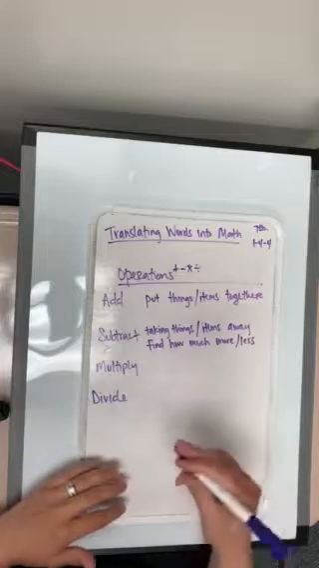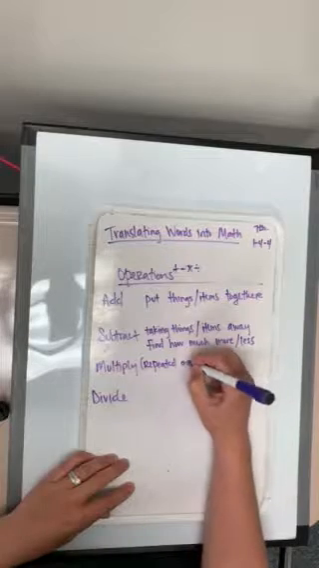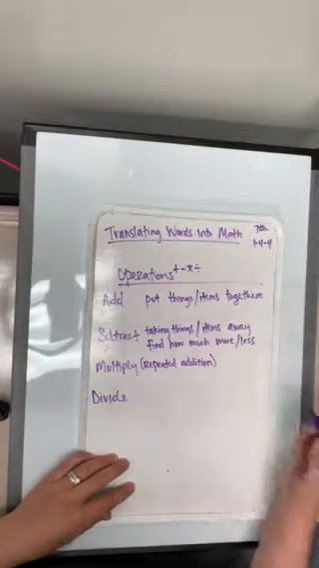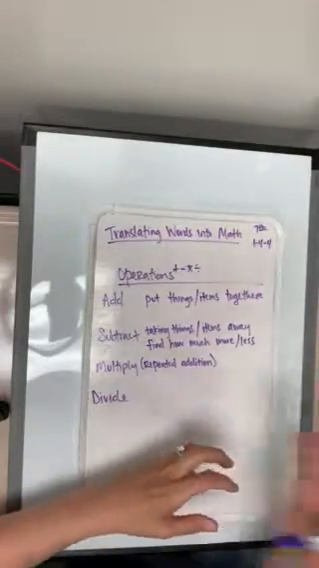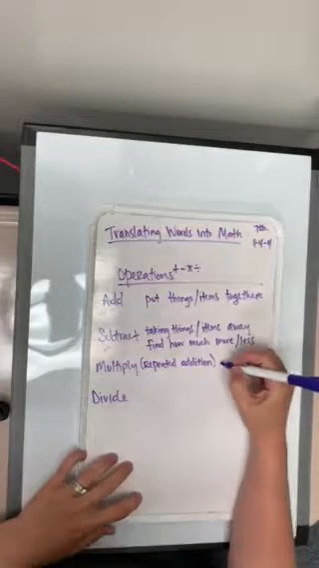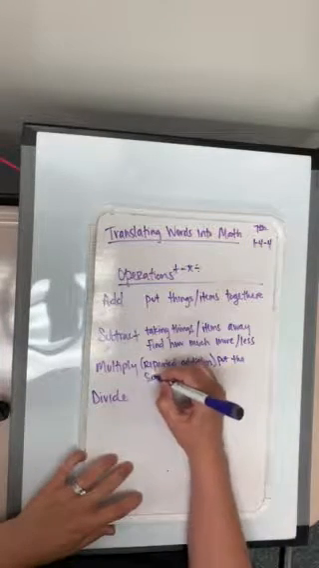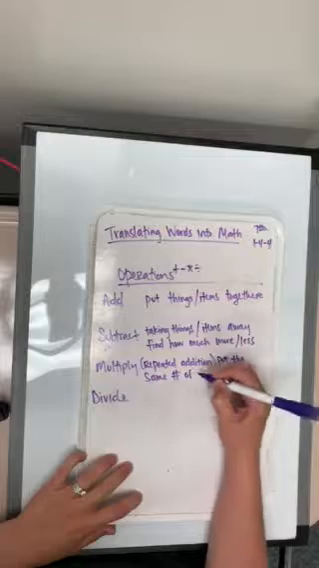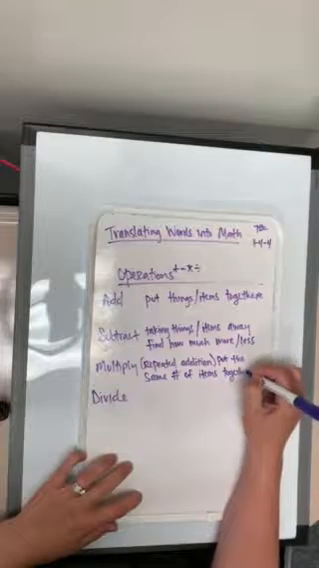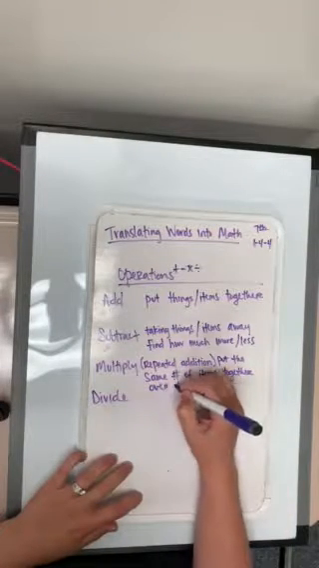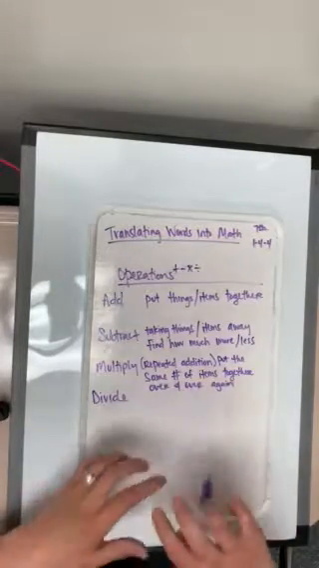Multiplication, whenever we're multiplying, it's actually repeated addition. So what's happening is you're putting the same number of items together over and over and over again. However many times you put them over, that's really what you're multiplying by.